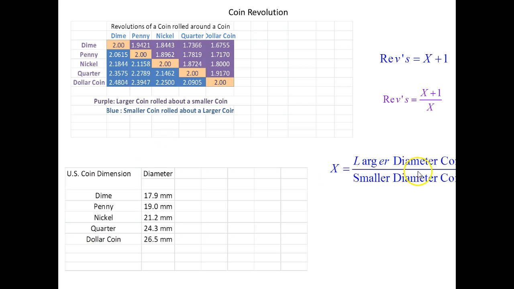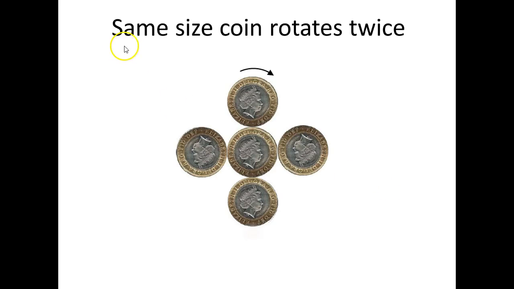So X equals the larger diameter coin divided by the smaller diameter coin. Okay. Same size coin rotates twice. So here we have the same size coin, and I think they have a French coin here, or Canadian. And so I roll it around once, and that's 1 revolution. And I roll it back to the top. Again, that's 2 revolutions. And it's rolled around twice.